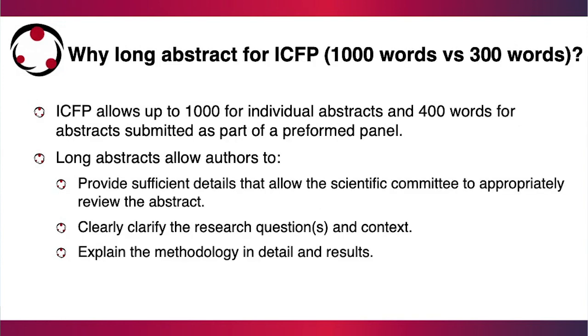Another very common question we receive is, why does ICFP have a 1,000 word limit for abstracts, while other conferences often have abstracts that are around 300 words only? The International Conference for Family Planning is unique in this way. Our main goal is to allow people to share new knowledge to inform practice. ICFP allows up to 1,000 words for individual abstracts and 400 words for abstracts submitted as part of a pre-formed panel to provide sufficient details that allow the scientific committee to appropriately review the abstract and make a fair decision.